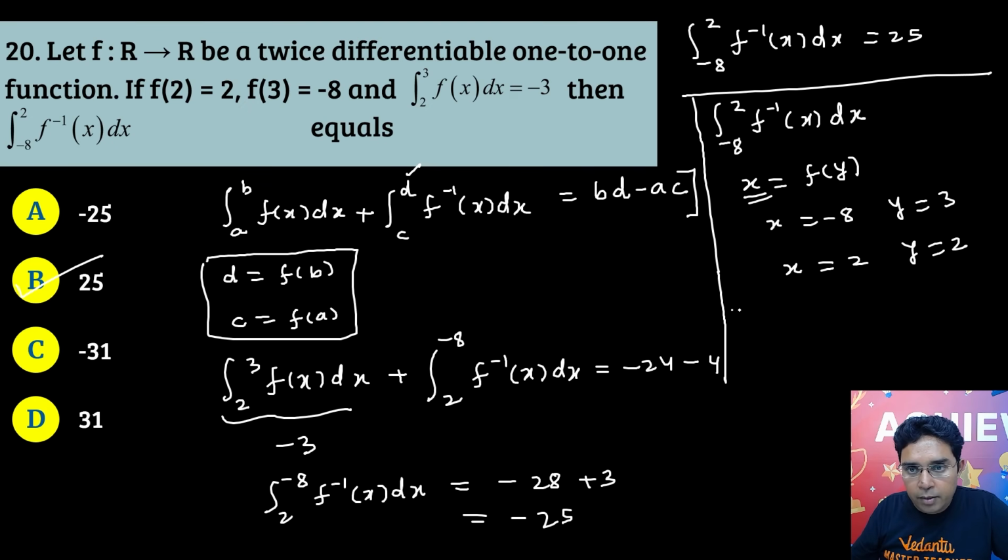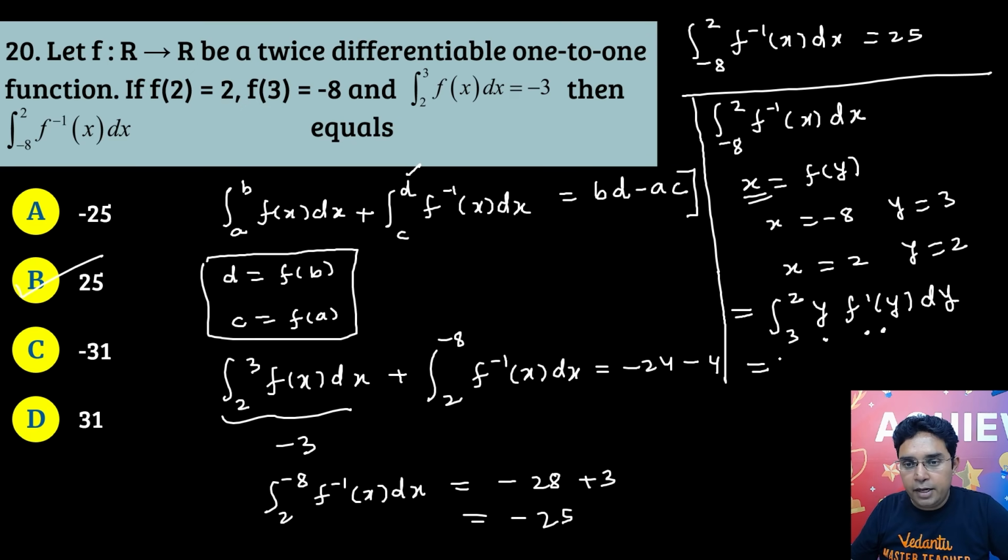So this integration will become equal to, minus 8 will convert to 3 and 2 will convert to 2 only. And f inverse of f(y) will be y. And dx will be equal to f dash y dy. Now we will be doing integration by parts, taking this as second, this as first. We will be getting y into f(y) with limit 3 to 2, I think it is 3 to 2, not 2 to 3, minus the integral from 3 to 2 of the differentiation of the first function and f(y) dy.